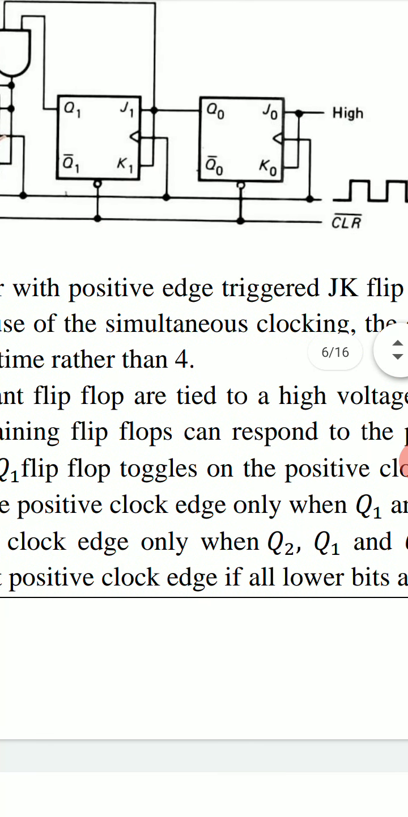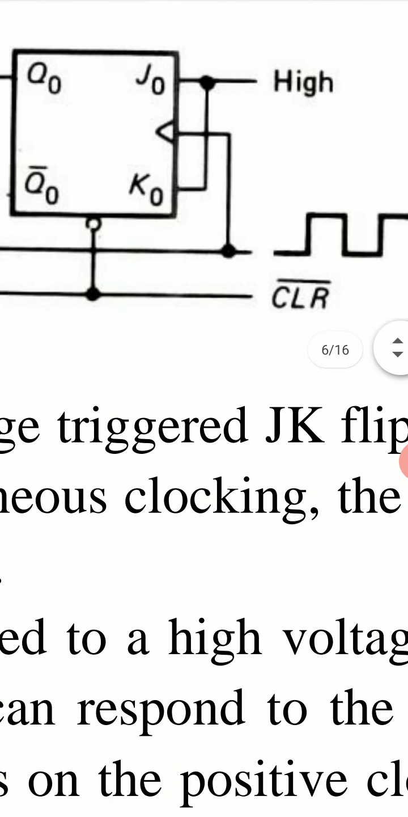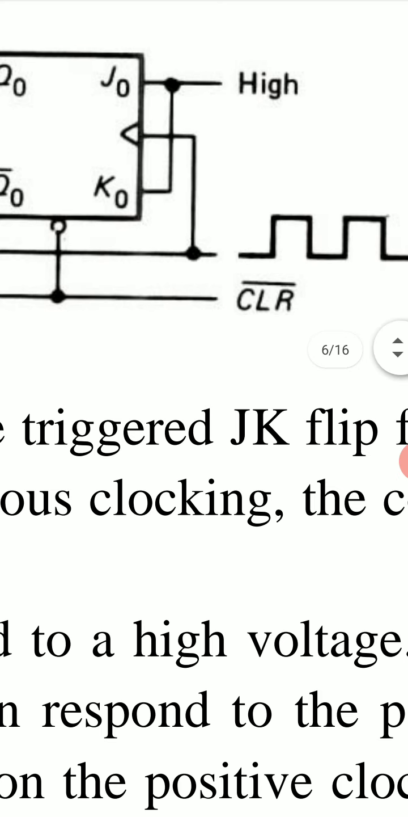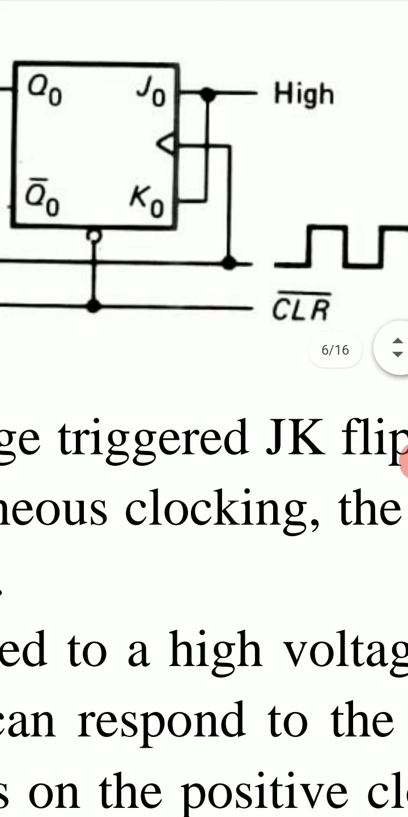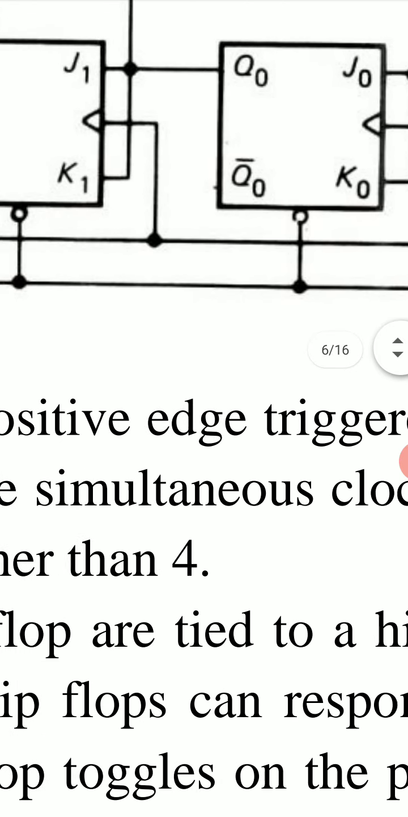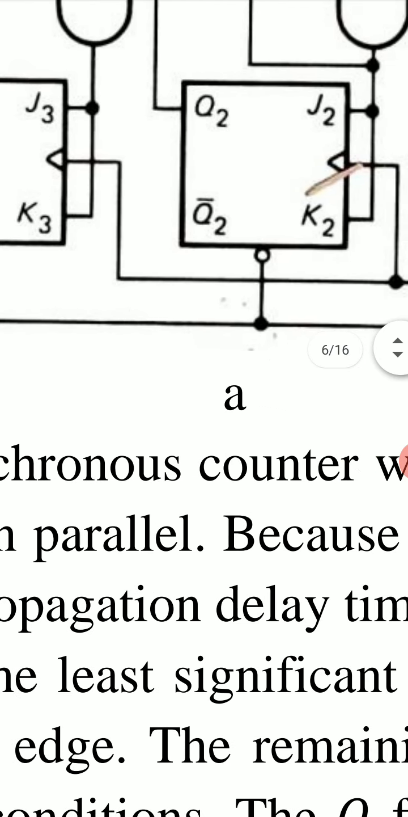Now these 4 JK flip-flops are positive edge triggered in this circuit diagram because of this triangle signal, and if we use a bubble with this triangle, then it will become negative edge triggered JK flip-flop. So in this circuit we are using positive edge triggered JK flip-flops, and this clock pulse drives all these 4 JK flip-flops simultaneously.